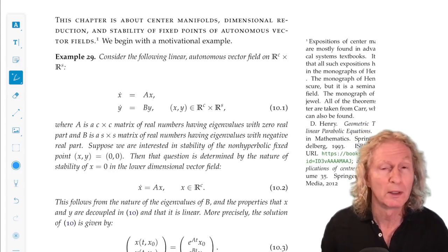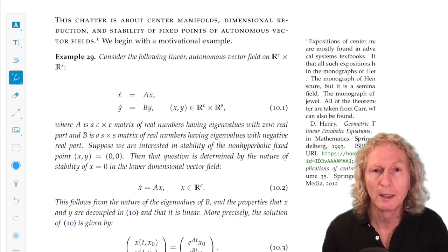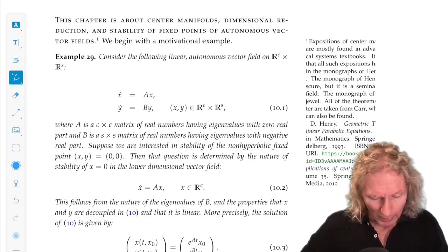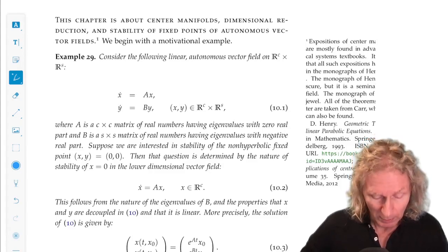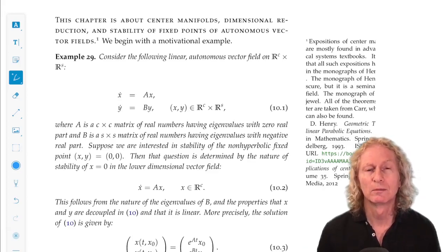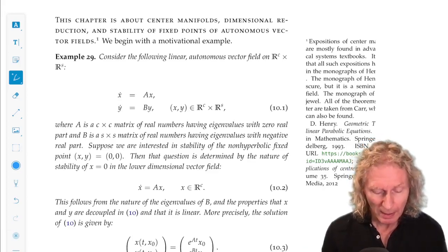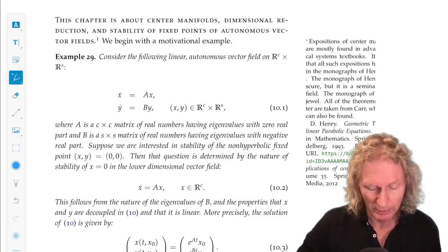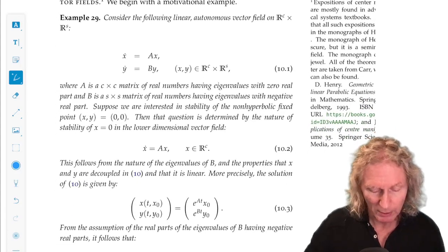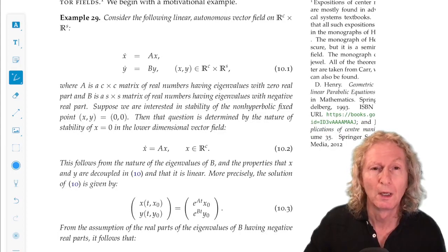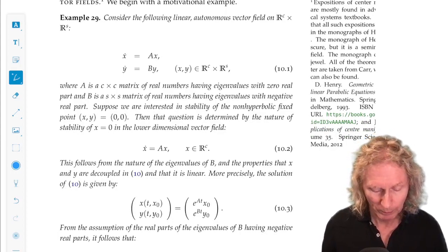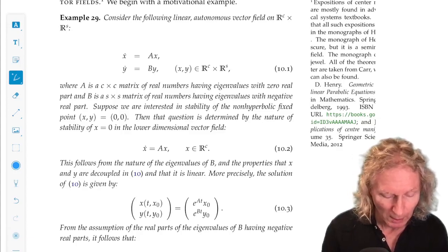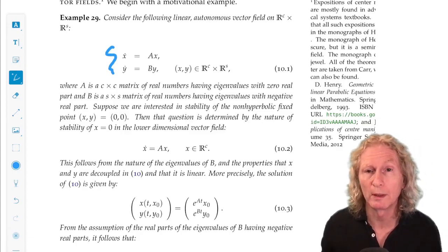Okay, it's a nonlinear method, but I'm going to motivate it by what I think is an easy to understand linear setting. So, x dot equals Ax, y dot equals By. x is c dimensional, y is s dimensional. c for center, s for stable, and A is a c by c matrix that has the property that all of its eigenvalues lie on the imaginary axis. B is an s by s matrix that has the property that all of its eigenvalues have negative real part. Okay, and it's clear that the origin is an equilibrium point.